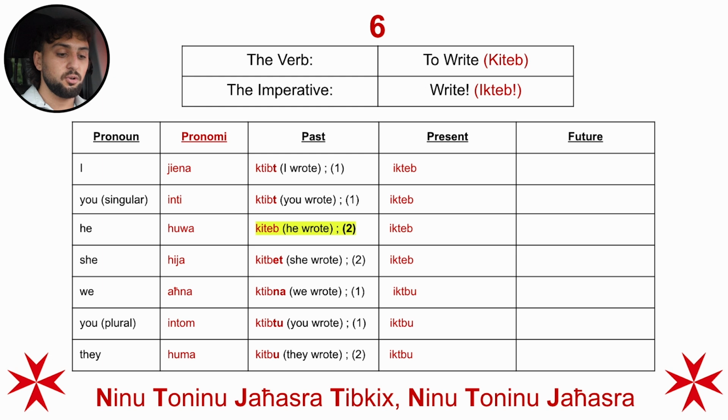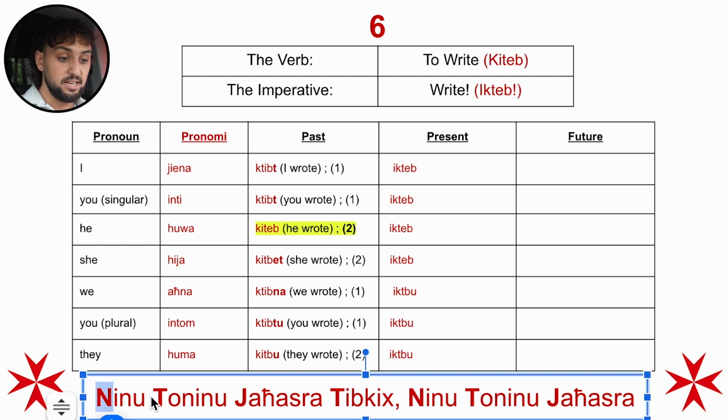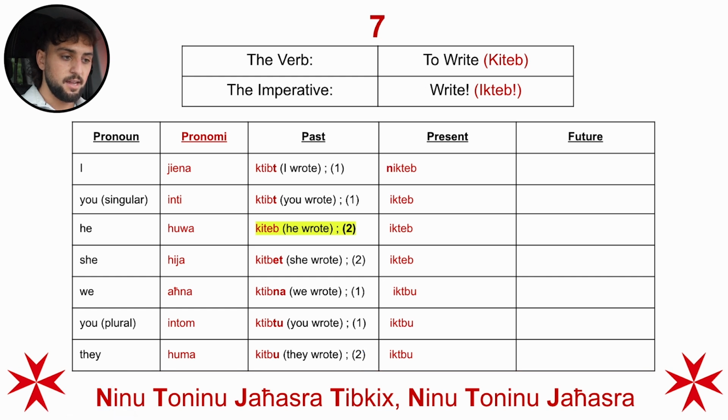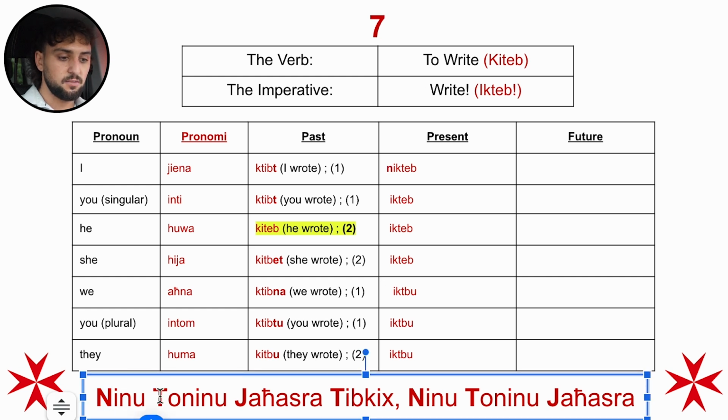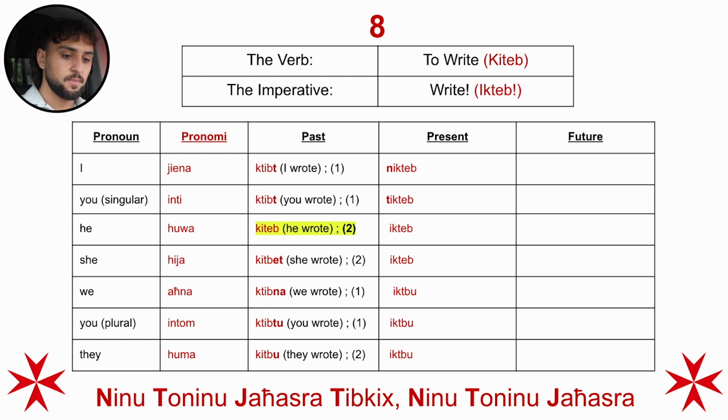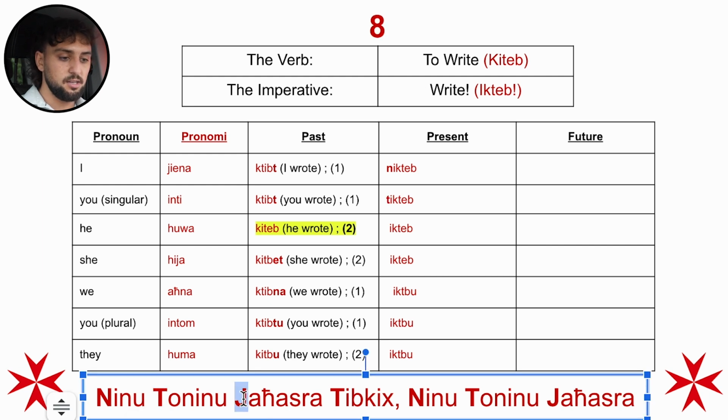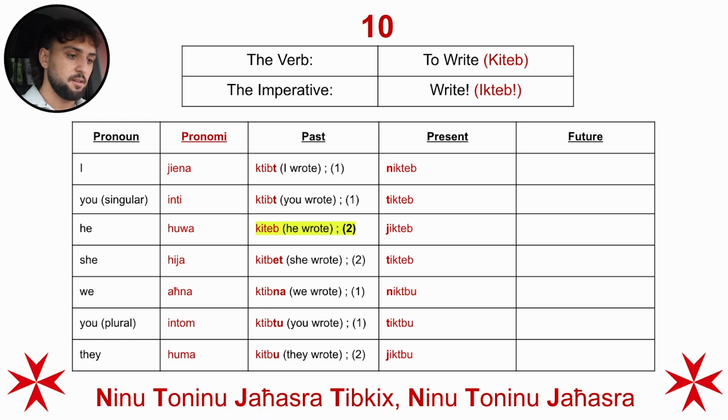Now, in order to fully conjugate each of these imperatives according to its corresponding pronoun in the left-hand column on the table, all you have to do is add the relevant prefix from the mnemonic we just went over. So, in the first row, we will take the n from ninu, like this. In the second row, we will take the t from toninu, like this. And in the third row, we will take the y from yahasra, like this, and so forth. So now these verbs right here in the present tense column are fully conjugated, okay? That wasn't too bad, was it?